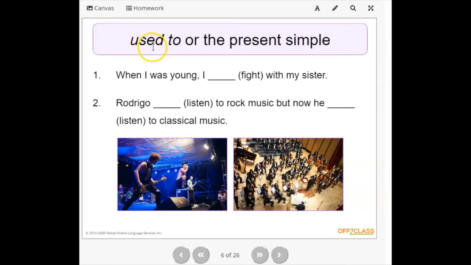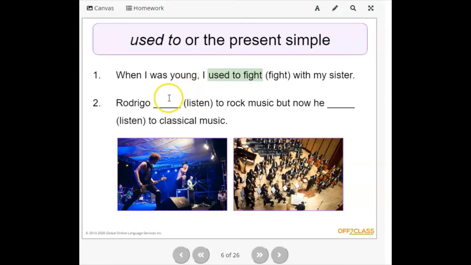Okay, so a quick practice. Used to or the present simple. Can you complete the sentences using the verb in brackets and used to or the present simple? Pause the video, take 1 minute, and then we'll check together. Okay, here we go. So number one, when I was young, I used to fight with my sister.